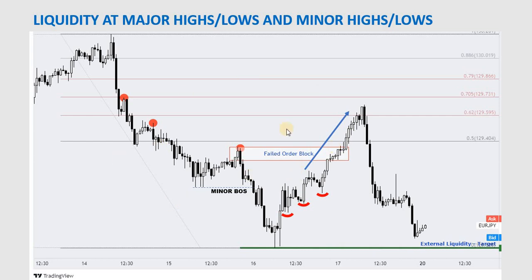Okay, so the point there is when price is making a correction, you may not expect order blocks in this position to hold. It doesn't mean that they cannot hold. Sometimes they hold, but then your strategy is your strategy.